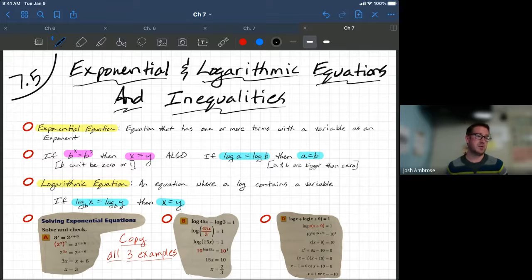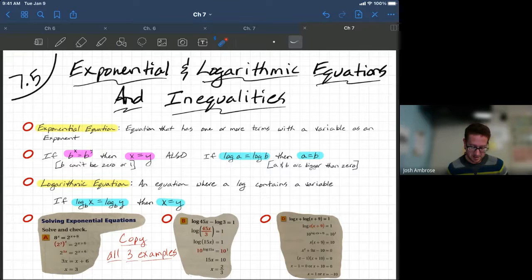We're starting with just some real basic definitions. Exponential equation, there's your definition there. You have a logarithmic equation, there's your definition there. And then you have a couple helpful things right here. If you have the same base number equaling the same base number, you can just set your exponents equal to each other. We're going to be doing that.